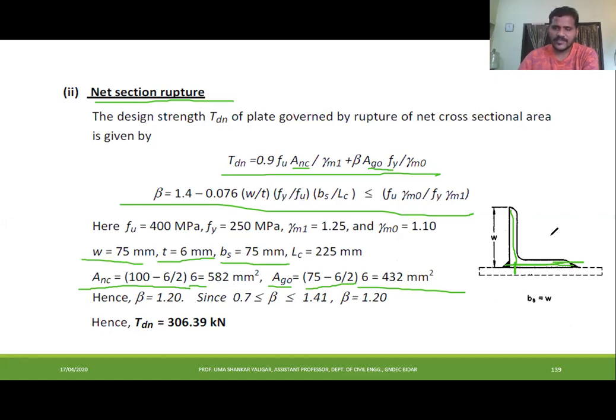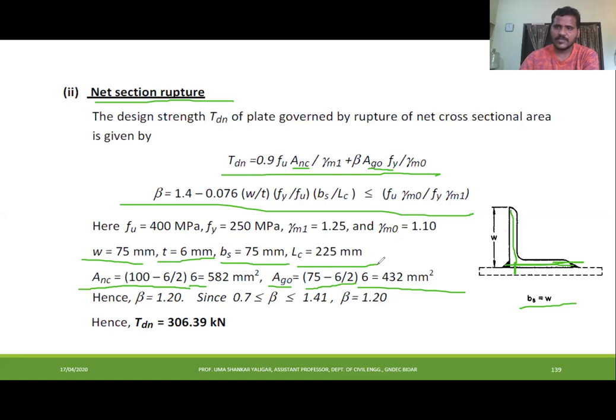As per IS 800 code book, whenever you are doing the welded connection, what is bs? It is w. Once again, w means the width of the outstanding leg. Therefore, bs is equal to 75 mm. But in the case of a bolted section, the same thing will be w plus w1 minus t. But here, bs is equal to w for the welded connection.